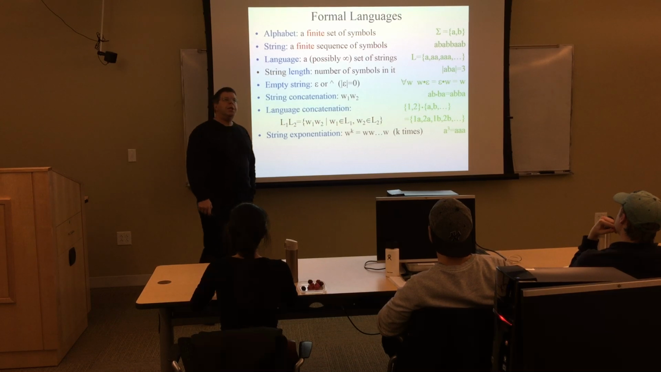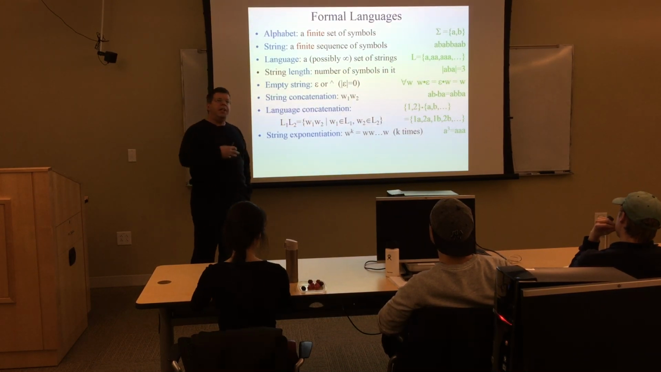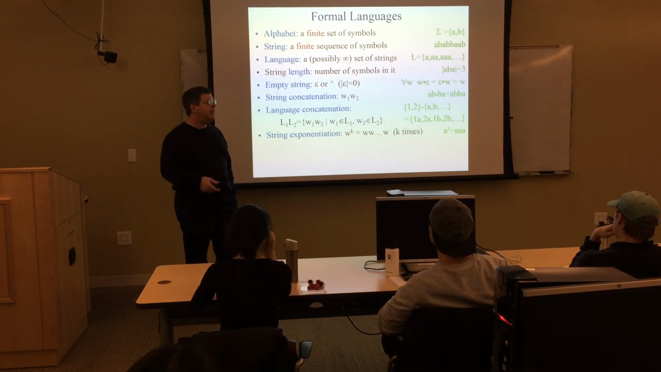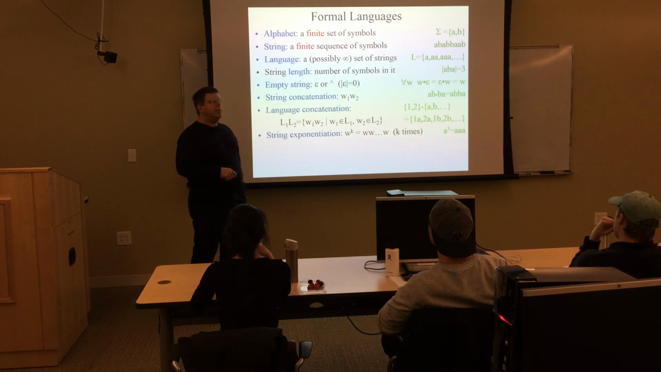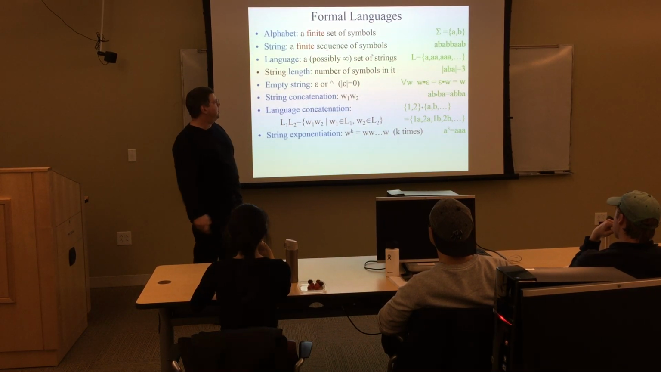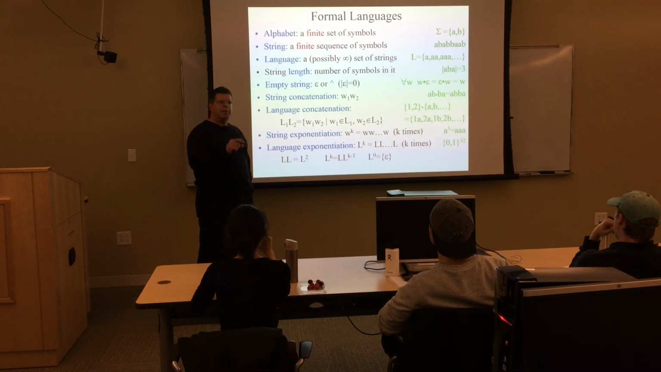String exponentiation generalizes concatenation to any number of concatenations. So W to the K is W concatenated to itself K times. So concatenation among strings is sort of the analog of multiplication of numbers or integers, right? And W to the 0 is the empty string. It's the identity element with respect to concatenation.